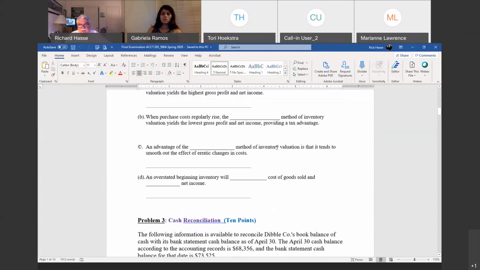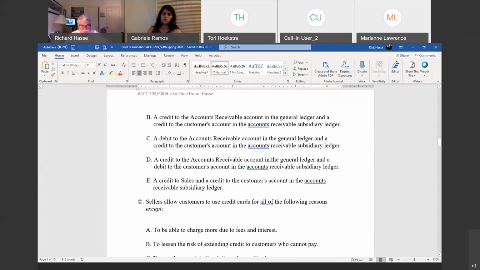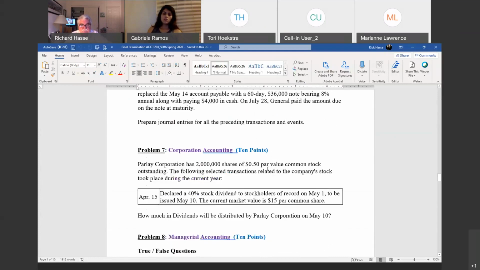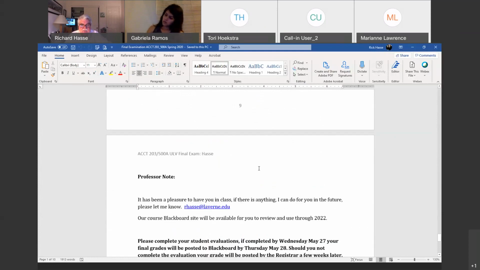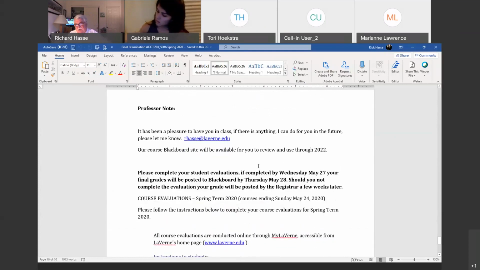And if you go to the last page of this examination, here it is. You'll see a professor note. And in it, I'll tell you that this has been a pleasure to have you in class. There's my email address. If you ever need any help or care or information in the future, if you need a letter of recommendation, we'll talk more about that next week. This Blackboard site will be open through 2022.